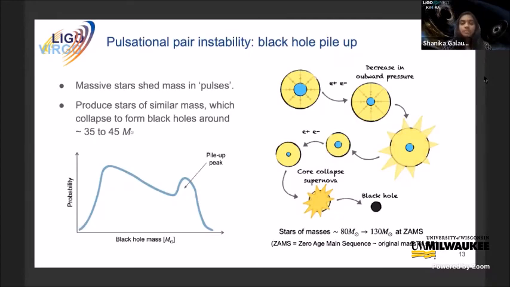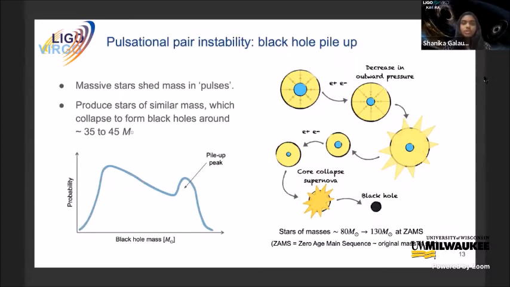And this mass range is around 35 to 45 solar masses for these black holes. So looking at the plot on the bottom left, we expect this kind of peak-like structure in the mass distribution before the cutoff, if we have this process.